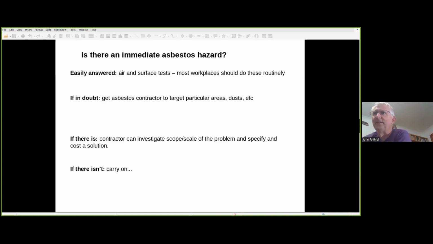So there is nothing wrong with getting these kinds of things done. And I think, rather than wringing hands and spending a very large amount of staff time worrying about issues, spending 20 quid on getting a surface test done is a really, really cost-effective way of answering questions about hazards.